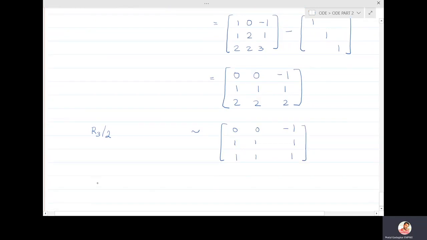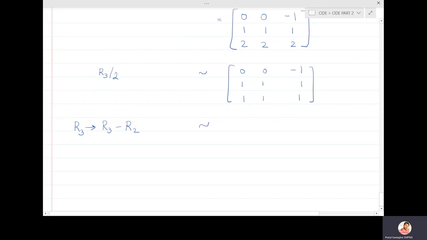When I take R3 minus R2 and replace that in R3, it will become equivalent to 0 0 minus 1, 1 1 1, and 0 0 0. So if I look here, this means that z is a leading variable, x is also a leading variable, and therefore y becomes a free variable, and therefore I can put y equal to t.